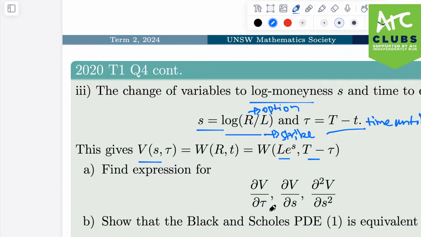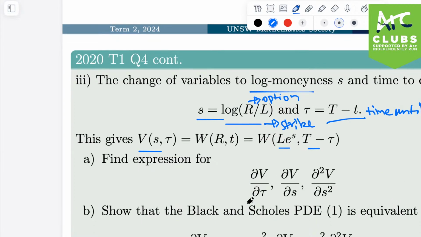Question A asks us to find the expression for dV/d tau, dV/dS, and d squared V/dS squared. I didn't really talk about Greeks, because I think he also said he won't really ask for Greeks. Hopefully not. But essentially, tau is a time here, right? And if we look at dV/d tau or dV/dt, it's actually just the Greek theta.